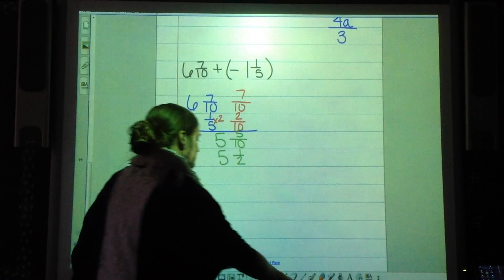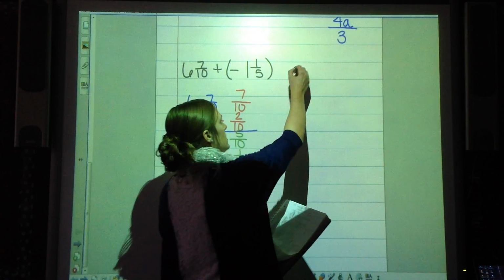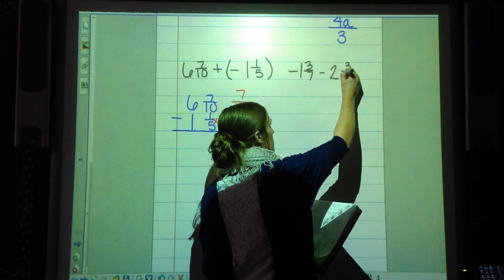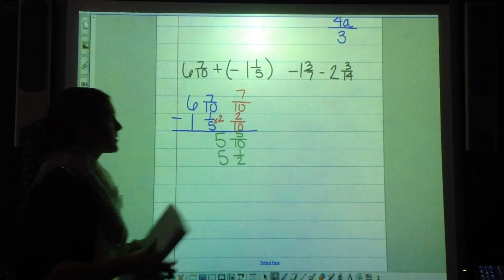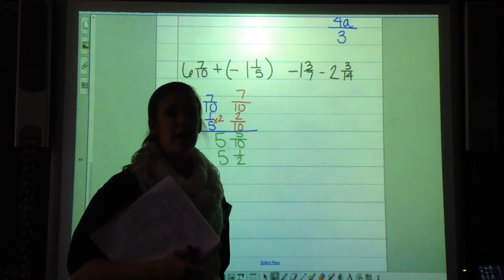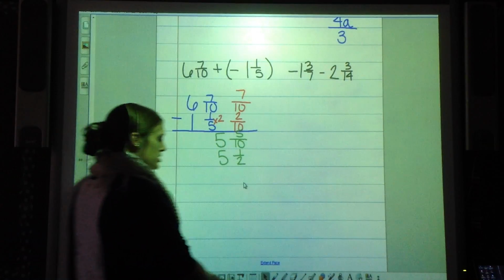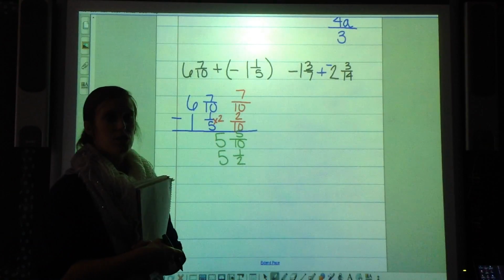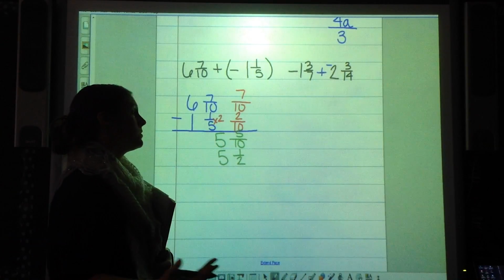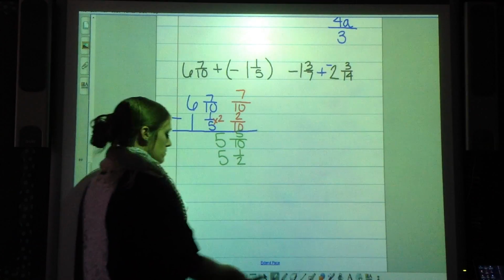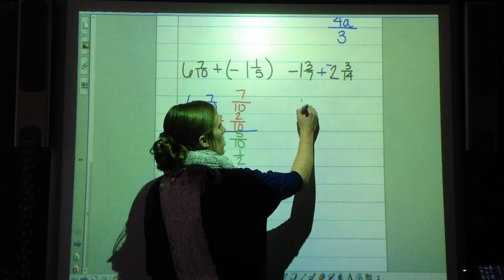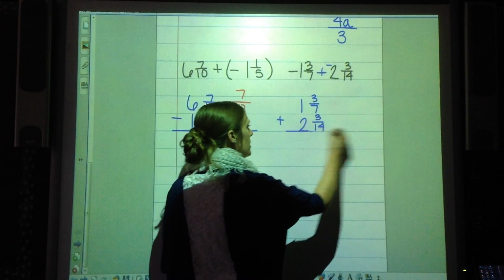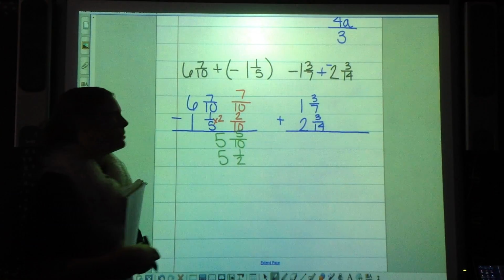Let's try one more. Negative 1 and 3/7 minus 2 and 3/14. Before I start the problem, I'm going to decide if I'm adding or subtracting. So I need to turn this problem into addition with keep, switch, opposite. Keep, switch, opposite. Addition rules say same sign sum. We have the same sign, so I'm going to end up adding these two fractions together. So I have 1 and 3/7 plus 2 and 3/14. I'm not going to be worried about those negatives until the end of the problem.